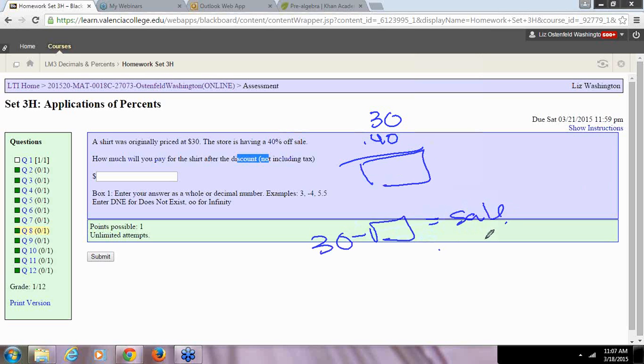What's the sale price? And again, just make sure you're reading the question. How much will you pay for the shirt? It could have asked you how much was the discount, when you would have just answered this number. But it's saying how much did you pay for the shirt. You got to find out what was the sale price.